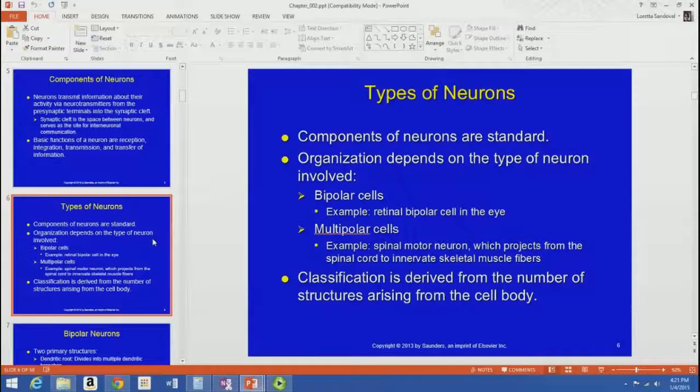The multipolar cell, that's sort of the one that we've already looked at. The classic example is the spinal motor neuron. It projects from the spinal cord to innervate several skeletal muscle fibers at once. It has a lot of projections coming off of it. So they're classified by how many structures arise from the cell body. Okay?